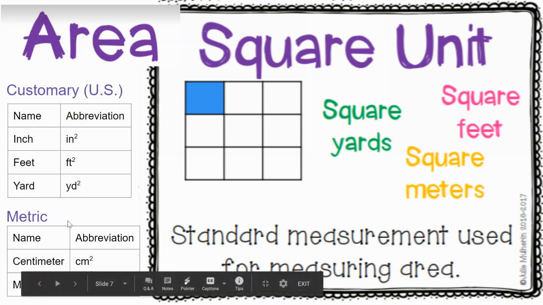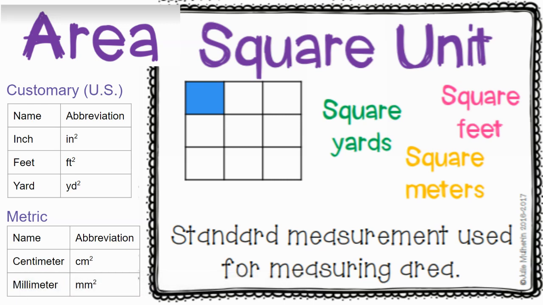Looking at the metric unit, which they use in other countries, you might see centimeter or millimeter. And you can see cm stands for centimeter squared, and the mm stands for millimeter squared. You could also see square centimeters or square millimeters. Just depends on how you use your unit.